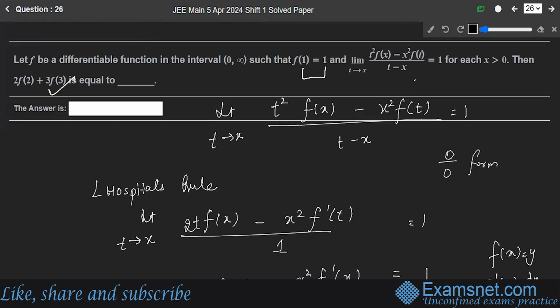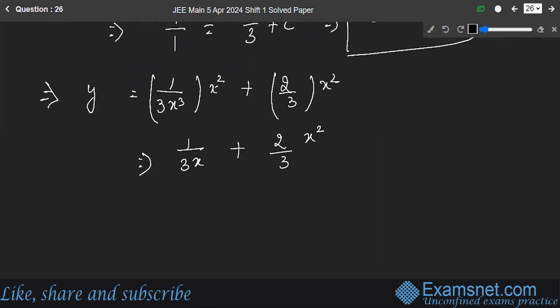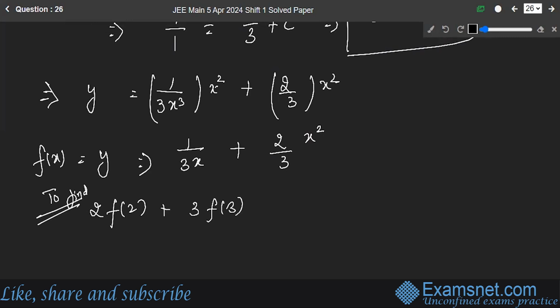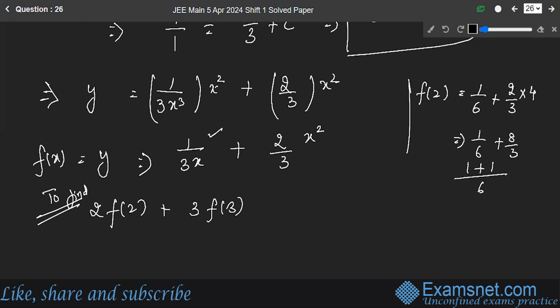Over here, 2f(2) plus 3f(3). So this was your y, or you can write it as your f(x) only. You had to find out 2f(2) plus 3f(3). So let's find out f(2) first. f(2), if I'm putting x is equal to 2, this will be 1 by 6 plus 2 by 3 into 4. Or this will give me 1 by 6 plus 8 by 3. 6, 1 plus 16 or 17 by this. 17 by 3 it will be, because I will multiply it with 2.